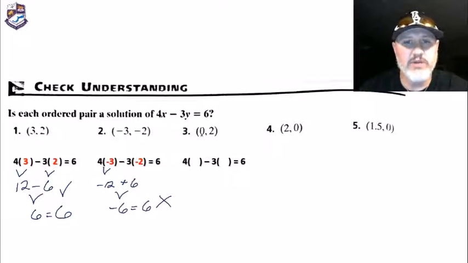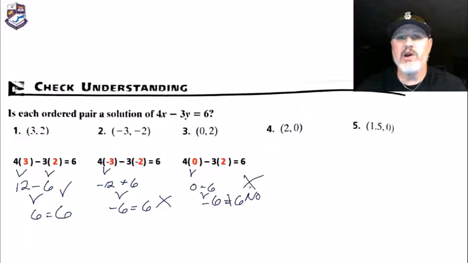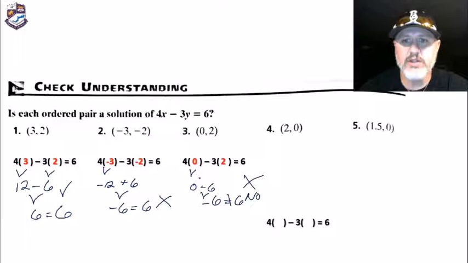All right, next one. We are substituting 0 in for x and 2 in for y. 4 times 0 is 0. -3 times 2 is -6. Again, -6 does not equal +6. That is a no. No-go, whatever you want to call it. X's, no's. Okay, next one.